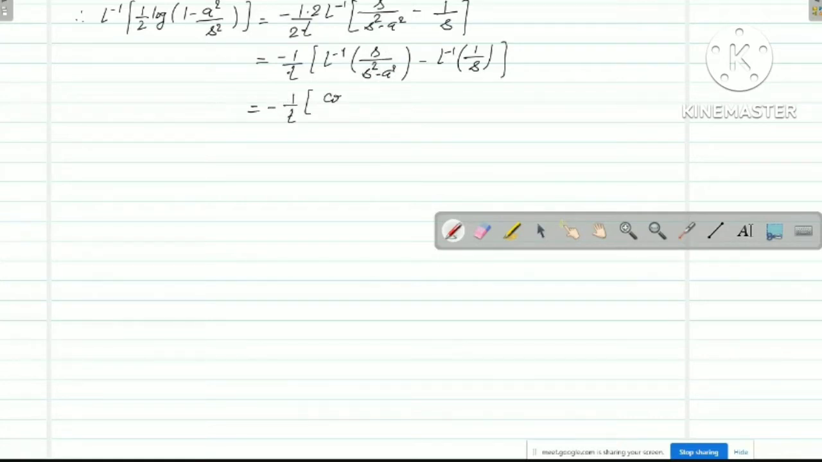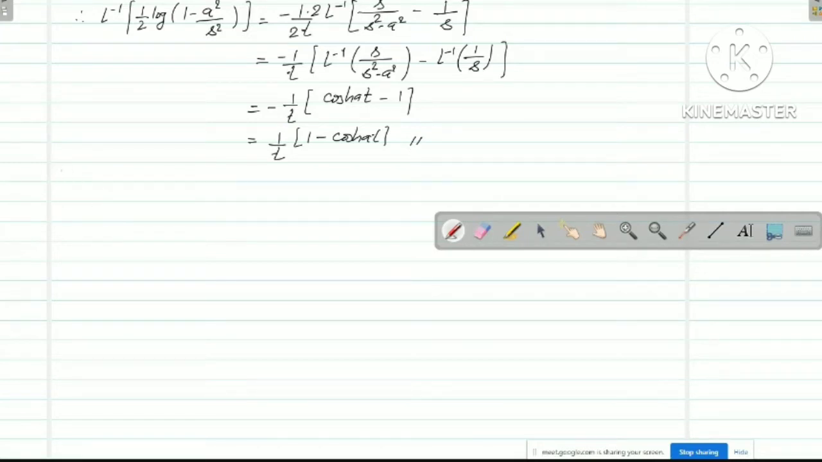This is cos hyperbolic at, because here there is a minus sign: s square minus a, cos hyperbolic at, and the inverse of 1 upon s is 1. So just write it in a systematic way: 1 upon t, 1 minus cos hyperbolic at. I'm multiplying the minus sign inside the bracket, so this becomes 1 upon t, 1 minus cos hyperbolic at. So this is your required answer. I hope you understood this problem.